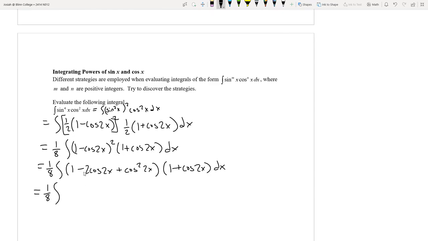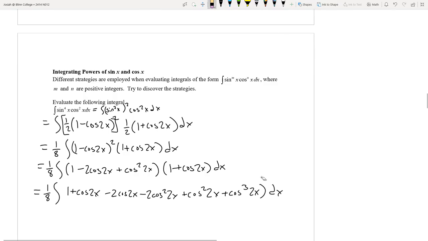And so we'll just do our distribution. 1 times this, we've got 1 plus cosine of 2x. Negative 2 cosine 2x times this, negative 2 cosine of 2x minus 2 cosine squared of 2x. Right, and then we move on to the cosine squared. So plus cosine squared of 2x plus cosine to the third of 2x. And I don't need that parenthesis. Well, technically I do, but I just treat this as a closing parenthesis. All right, and so now we'll combine some like terms.